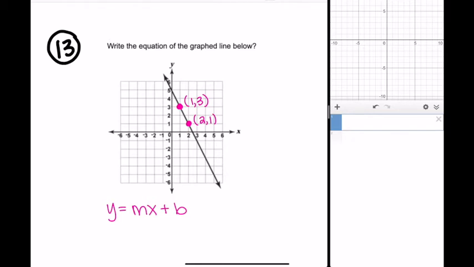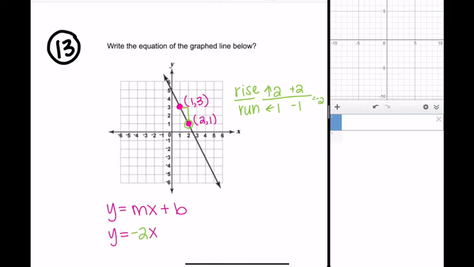Now to find the rise over the run, I will have to start from one point and then count up or down to get to the next one. So if I start at this point, I'm going to have to go up 2 and left 1. Since I went up, that's a positive 2. Since I went left, that's a negative 1. So 2 over negative 1 equals negative 2. So y equals negative 2x.